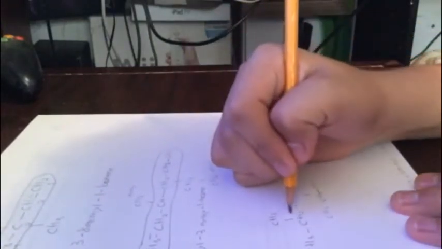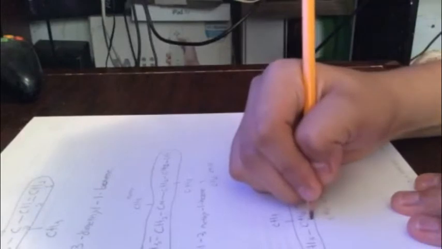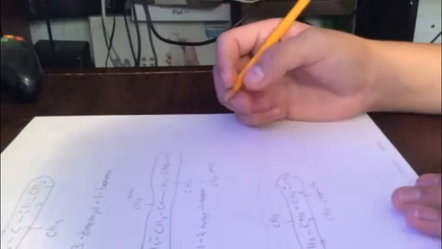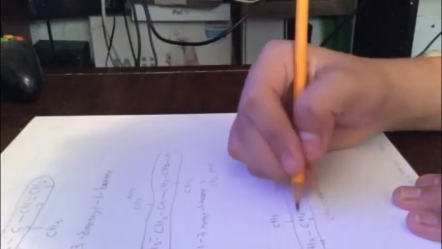Now we have another one here. We need to identify first the parent chain. It's this one. Then we have to name the substituents. This is isopropyl, and this is a methyl.